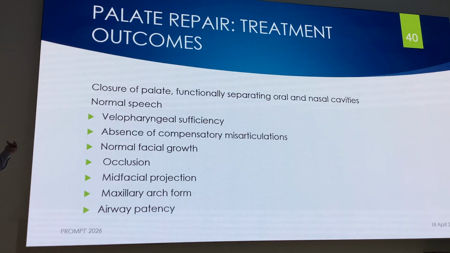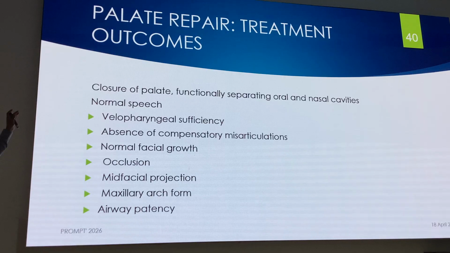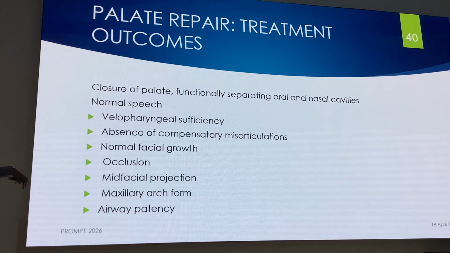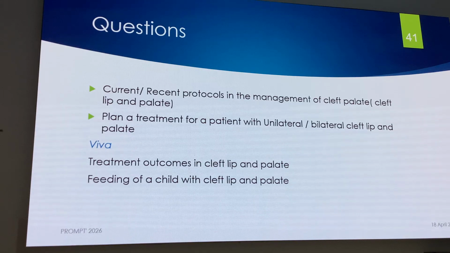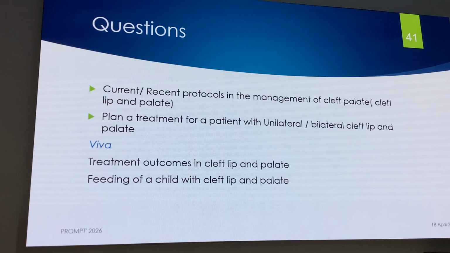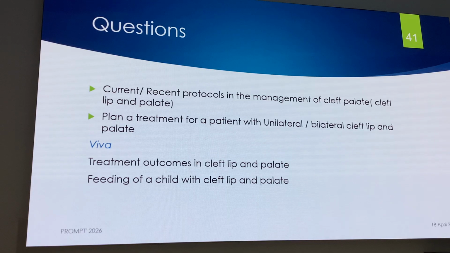Occlusion, of course, if there are issues with growth, there will be occlusion problems. Mid-face projection, maxillary arch form, airway problems. So all these are problems for which outcomes are to be ideal, when you look at the primary surgery itself, not looking at secondary surgery. So these are the questions that can come, and you can just go through that.